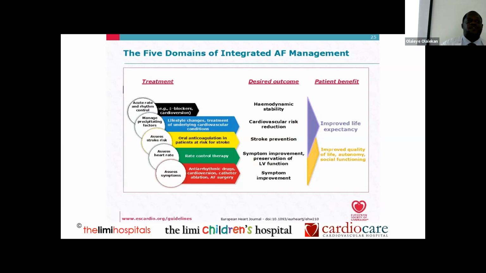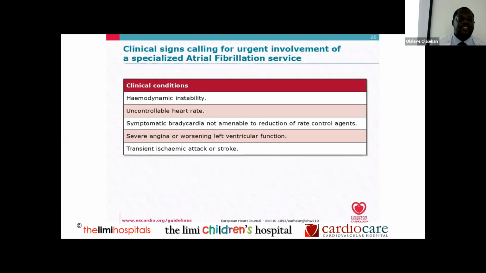So the desired outcome from each domain of this management plan is to achieve hemodynamic stability. We want to reduce cardiovascular risk, prevent stroke, and ultimately improve life expectancy of our patients. And these are just conditions in which you need to refer your patients for specialized care. Once patients with atrial fibrillation have hemodynamic instability, you cannot control the heart rate, some of them may end up having bradycardia, stroke. Some of them may have angina or worsening ventricular function, like in the patient that we presented. This group of patients needs to be seen by specialists.